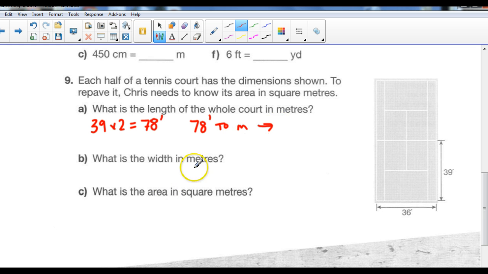What is its width in meters? Well, you just convert 36 feet to meters as well. 36 feet to meters, get an answer. And what is the area? Just take this answer in meters, multiply it by this answer in meters, and you get your answer. So you can go ahead and do that. I don't need to do it for you. Okay, so we'll go on to 9.1.